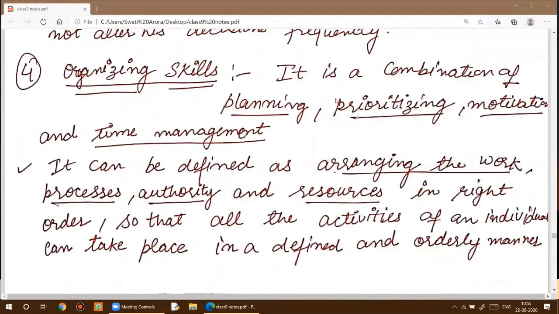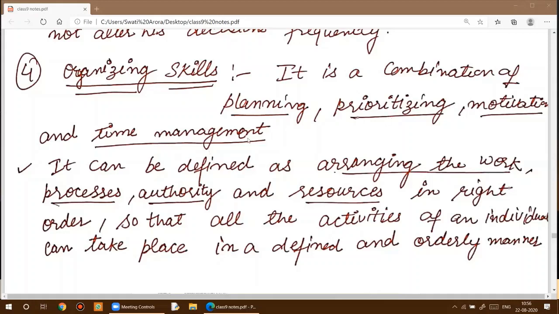Next is your organizing skills. Organizing skills are actually a combination of planning, prioritizing, motivation and time management. So you should do effective planning: what you have to do, when you have to do it. We have a lot of things to do, but what is the most important thing? We must prioritize it. Firstly you are planning, and along with it, you must prioritize. This is the most important thing that I should cover first. So prioritization is very much important.